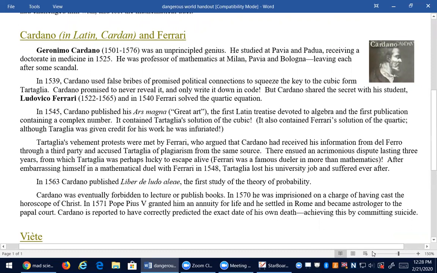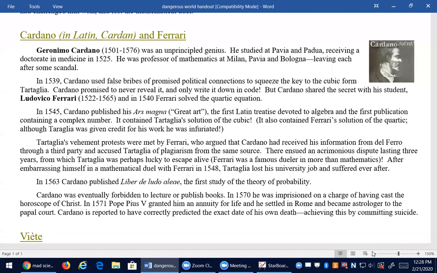Cardano, you'll also find his name as just Cardan if you want to find more about him. If you ever have to do a history of math paper in some other class, Cardano is fascinating. He was a scoundrel. He received a doctorate, and he was a professor of mathematics at 3 different places, but had to leave because of scandals. He used some false bribes and political connections to squeeze the solution to one of those problems from Tartaglia, who had just lost the duel. And he promised he'd never reveal it. He would only write it down in code. But of course, he shared it with his student, whose name was Ferrari. I don't know if the Ferrari family in Italy is related to the car, but it's not this particular one, I'm pretty sure.